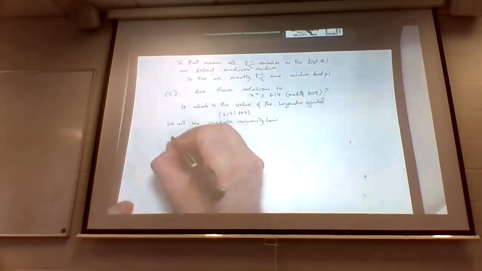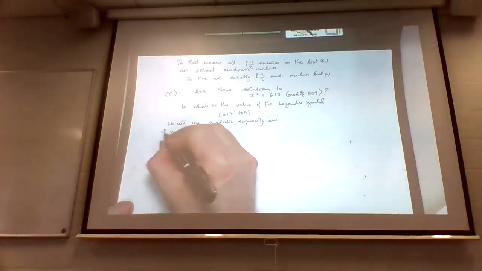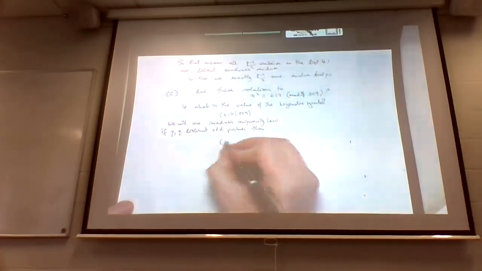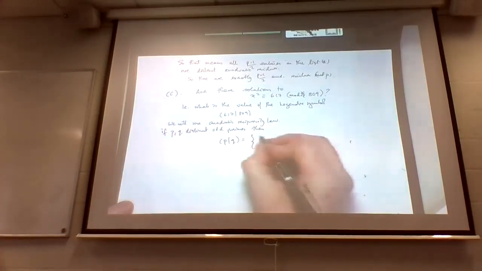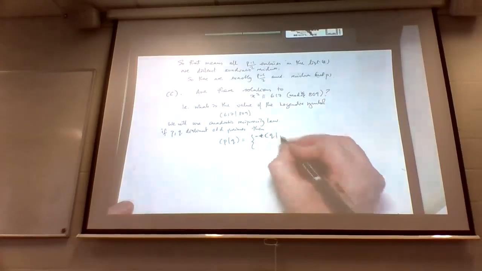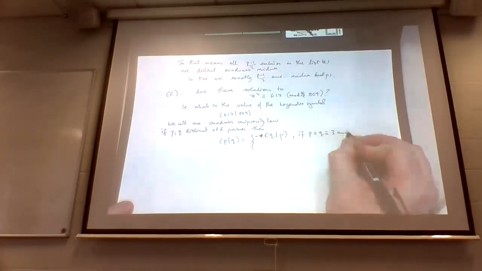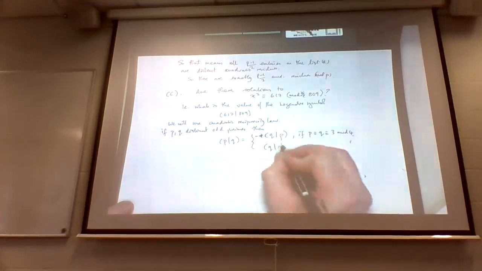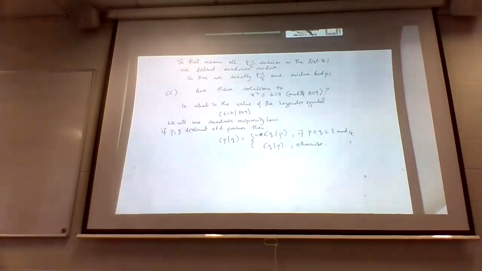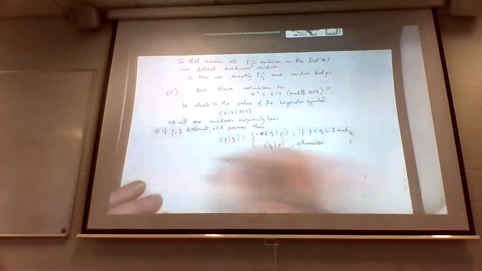So the quadratic reciprocity law says: if p and q are distinct odd primes, then the Legendre symbol (p/q) is negative (q/p) if both are congruent to 3 mod 4, and it's equal to (q/p) otherwise. That's the law of quadratic reciprocity. Call that 1. Then 2.